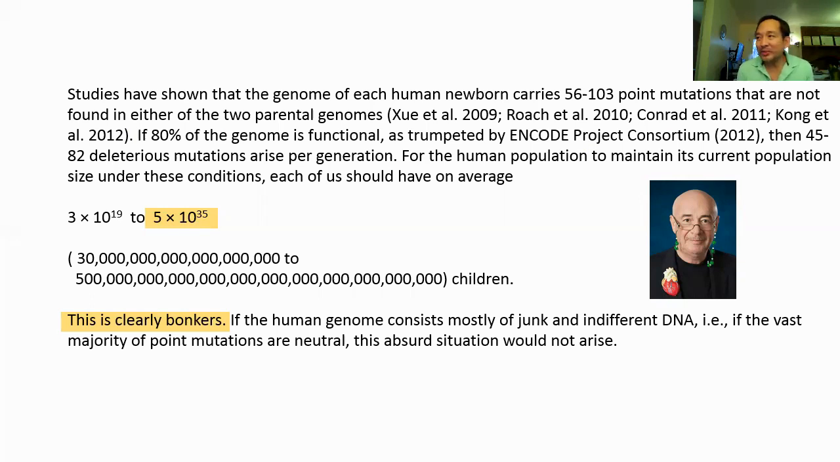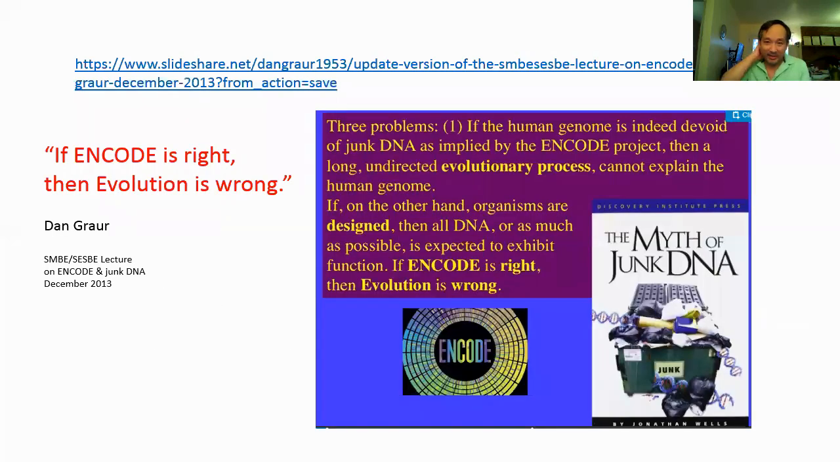So I'm just going to cover the mathematics for how Dr. Graur arrived at this figure. And this was of interest to creationists because he said this in light of the Encode Project Consortium. He said, if ENCODE is right, then evolution is wrong. And that was in his December 2013 lecture at the Society of Molecular Biology and Evolution, the SESBE, which is the Spanish version of that society.